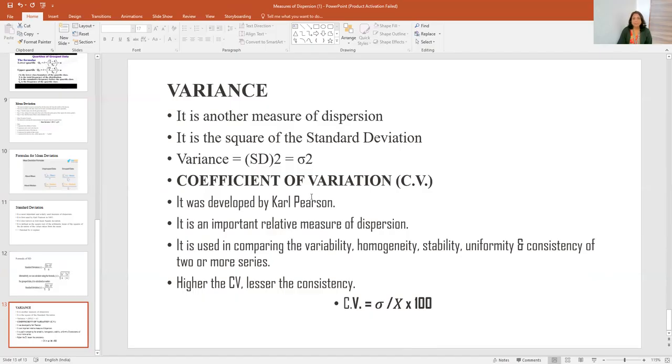Another measure of dispersion is variance. Variance is nothing but the square of standard deviation. So variance is also a measure of variability in data. Just squaring the standard deviation will give you the value of variance.